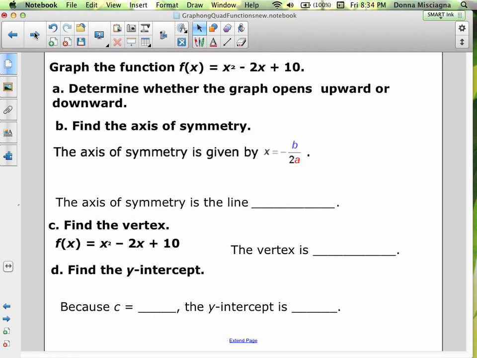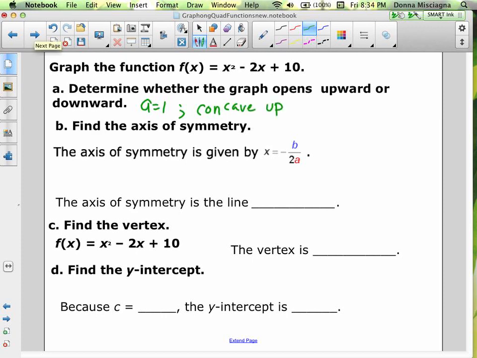All right, so we want to graph the function f of x equals x squared minus 2x plus 10. Let's determine whether the graph opens upward or downward. Right, so here, we've got one that opens upwards. A is 1. Right, it's the coefficient in front of x squared. Therefore, our graph is concave up.